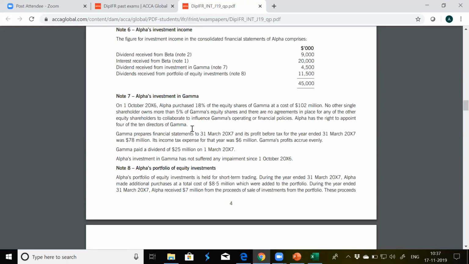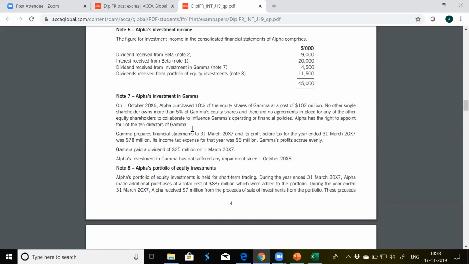So in spite of having an 18% stake, what will you consider Gamma? An investment in associate or a simple investment? As I discussed, in IFRS we do not have any defined percentages. It is substance over form. The substance here is that Gamma is an associate of Alpha. In spite of having an 18% stake, they are able to influence the financial and operating policy decisions. So Gamma is an associate. In the first part, you need to explain why it is an associate: because we are able to influence financial and operating policy decisions, according to IAS 28 Investments in Associates.